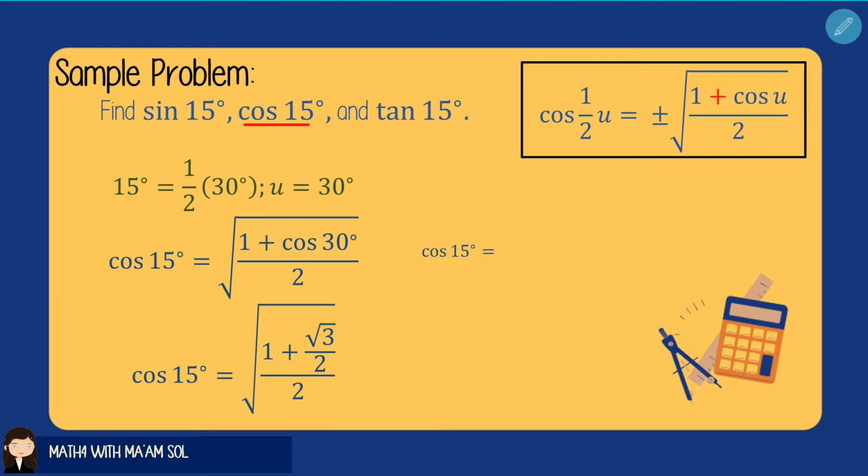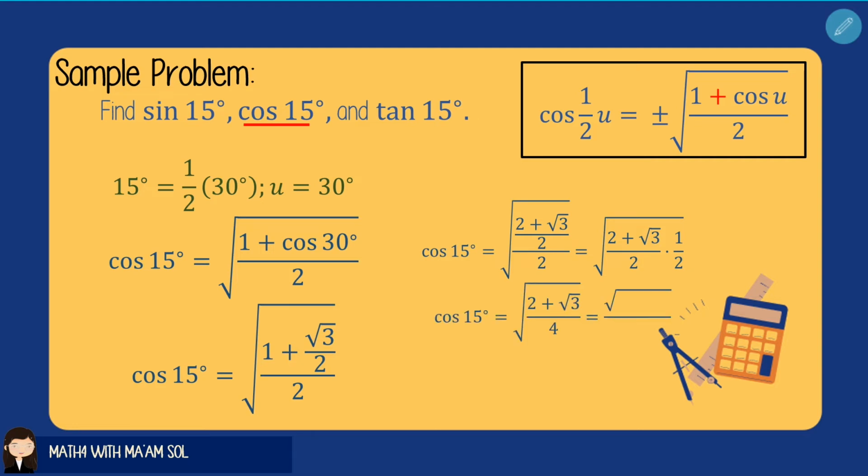When we simplify, we have cosine of 15 degrees equals the square root of 2 plus square root of 3 all over 2 all over 2. And then, of course, you multiply the reciprocal of 2, so you have the square root of the quantity 2 plus square root of 3 over 2 times 1/2. Finally, we have cosine 15 degrees equals the square root of 2 plus square root of 3 all over 4. And since 4 is a perfect square, we take the square root of it, so you have the square root of 2 plus square root of 3 all over 2.